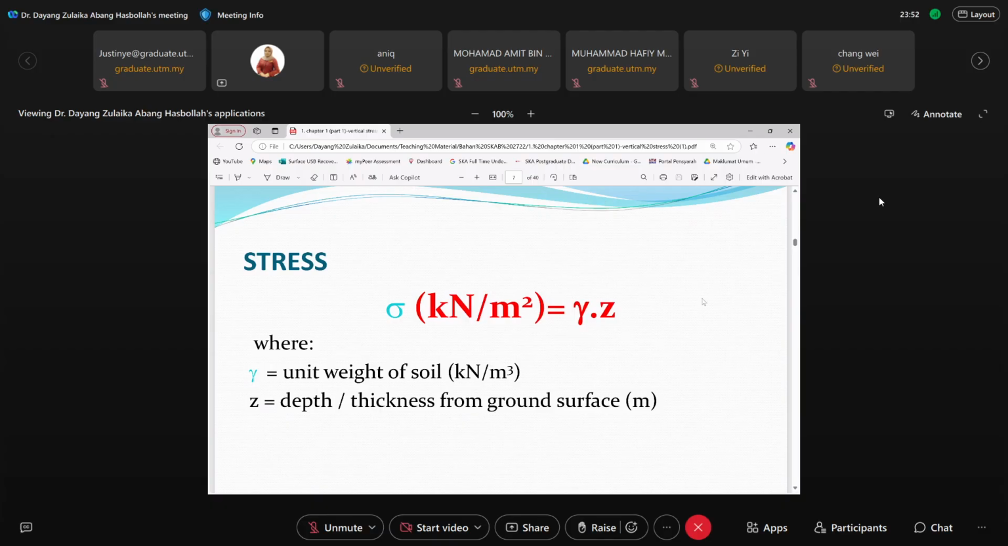Anyone? Ada suara tak? Saya tak dengar suara korang lah. Cuba someone say something, jap. Hello? Belum, doktor. Okay. Sekejap ya. Saya nak charge laptop je.